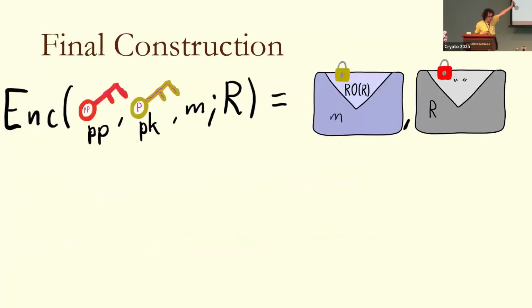Okay, so in the end, our final construction, an encryption of a message M, will be an encryption of that message M under the output of a random oracle, followed by a deterministic encryption of the input to the random oracle.